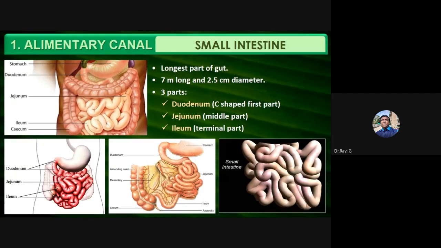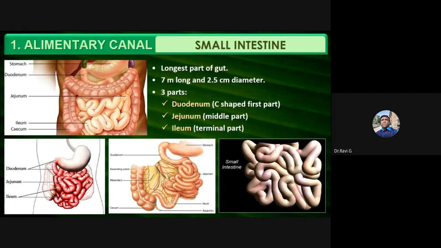So villi have columnar epithelium, which has a brush border made up of microvilli. You should remember, even at the microscopic level, they are meant for absorption of food. That is why they have these finger-like protrusions, to increase the total surface area available for absorption. That is what you have to understand about the small intestine. It is the longest part of the digestive tract or alimentary canal. It is 7 meters long and has a 2.5 centimeter diameter.